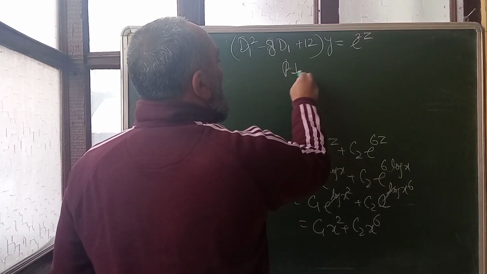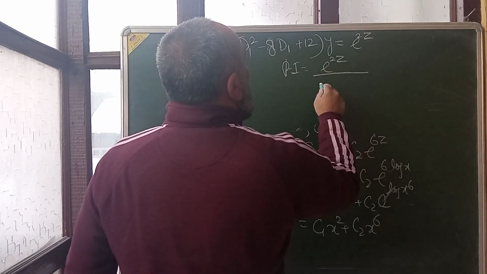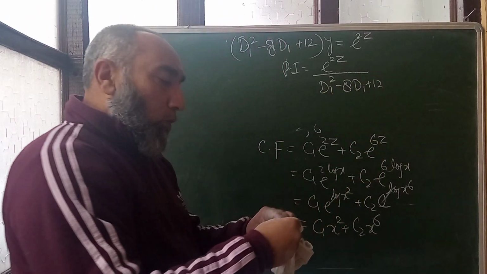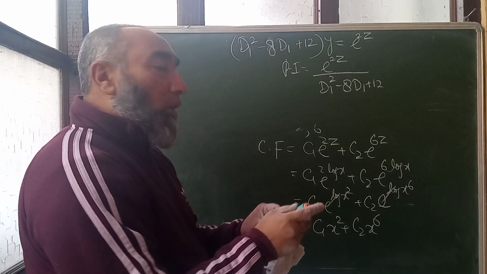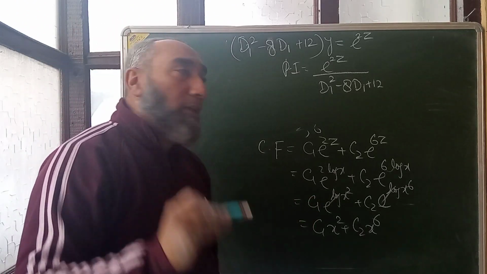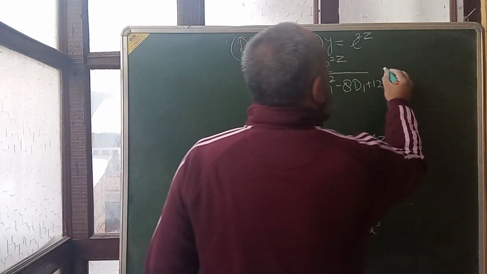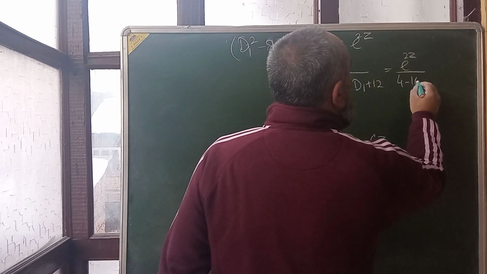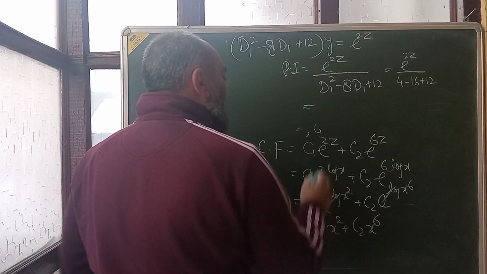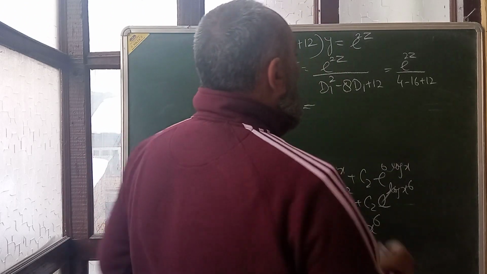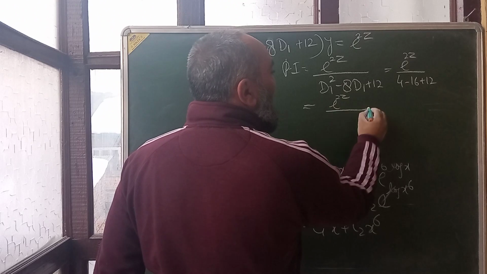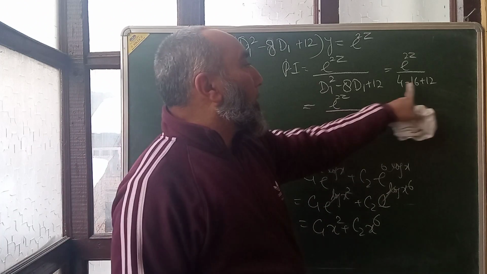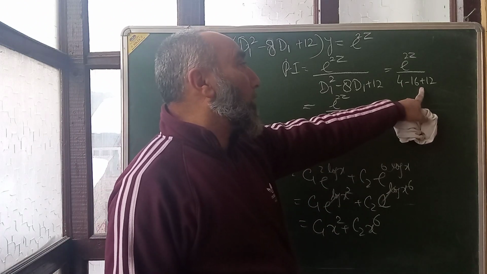PI is e to the power 2z upon D1 square minus 8D1 plus 12. Now what is the rule? For e to the power ax upon f(D), you have to replace D by a. So a is 2 over here. So it is e to the power 2z, 2 square is 4, minus 16 plus 12. Oh, this is a case of failure. You see, 12 plus 4 is 16, minus 16, is a case of failure.